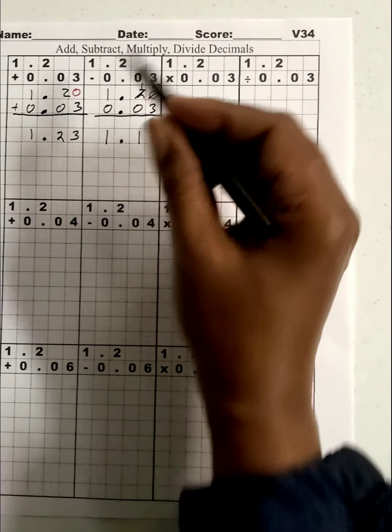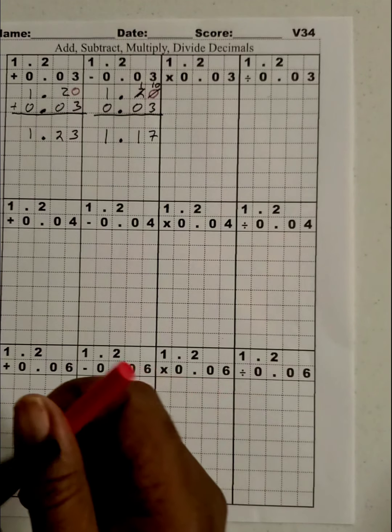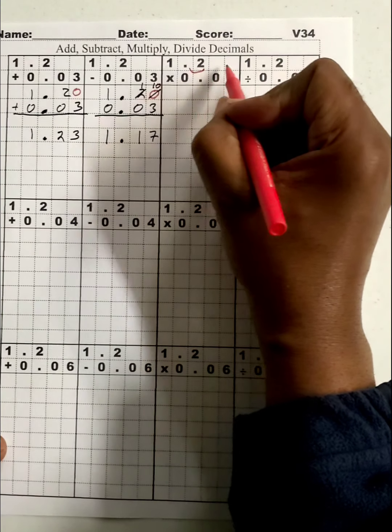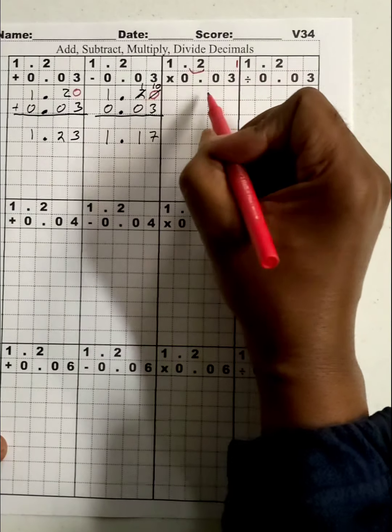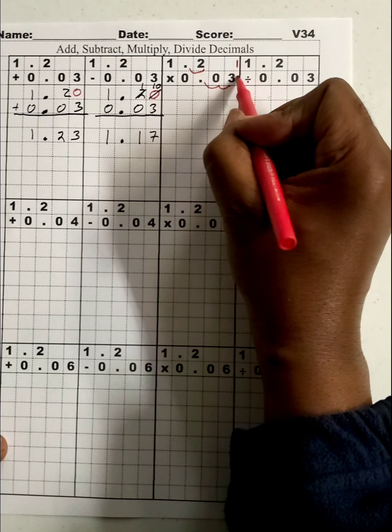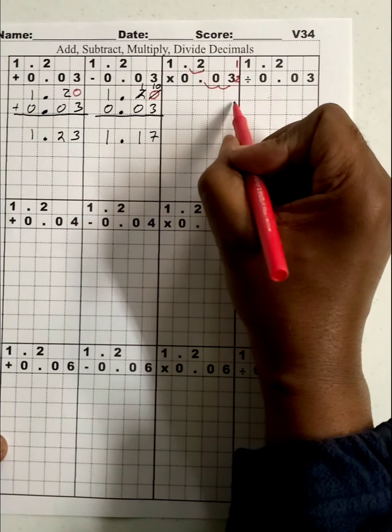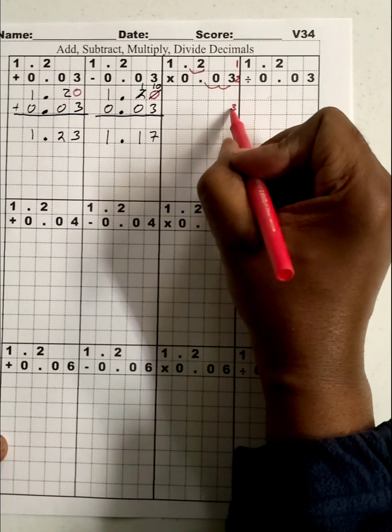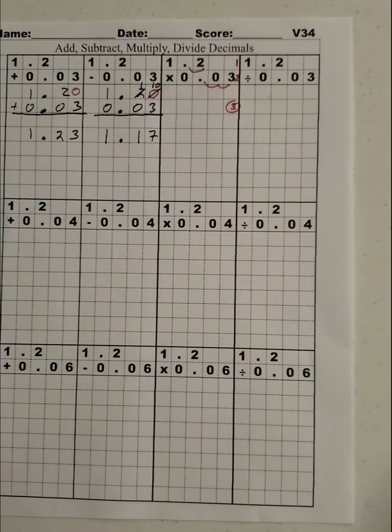Now when it comes to multiplication, we simply have to count our decimal places. So this one has 1 decimal place, that's 1. And this one actually has 2 decimal places. When you add those, we see that we have a total of 3 decimal places for the answer.